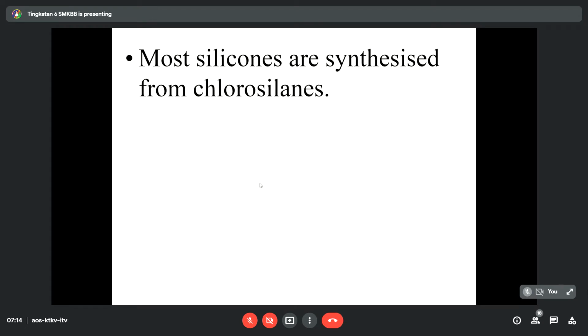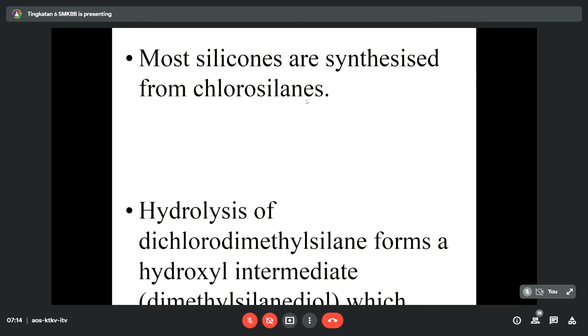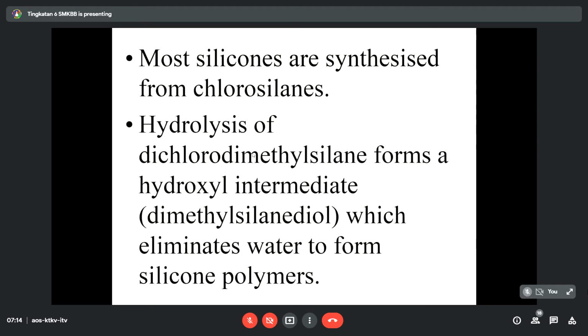So now, more silicones are synthesized from the chlorosilane. Start from the chlorosilane. So first you let it undergo hydrolysis. Normally you start from the dichlorodimethylsilane, for example. So hydrolysis of dichlorodimethylsilane. That means you let dichlorodimethylsilane react with water. Then it will form a hydroxyl intermediate, that means the dimethylsilane diol.